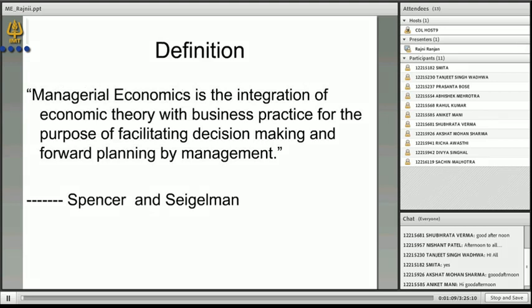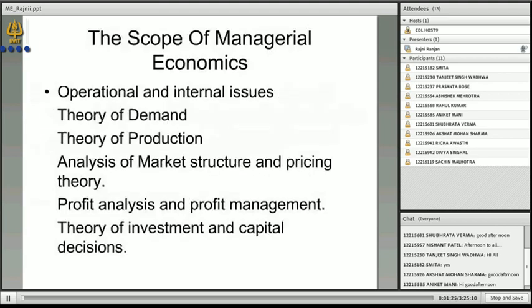We came across the definition of managerial economics, which is the integration of economic theory with business practice for the purpose of facilitating decision making and forward planning by management. That is the definition of managerial economics: that portion of economics which helps in understanding and taking decisions in an organization.